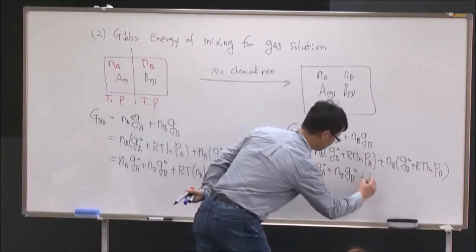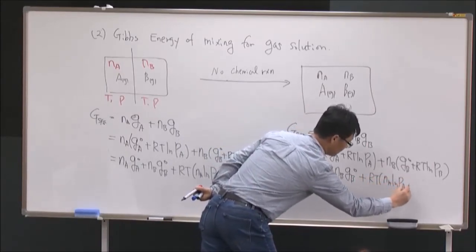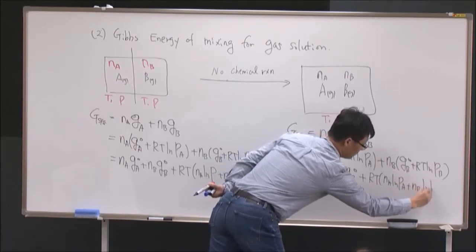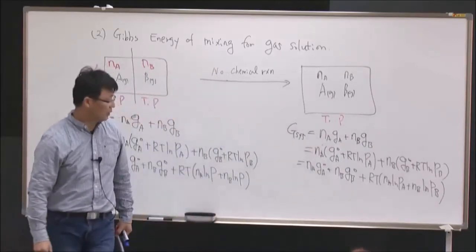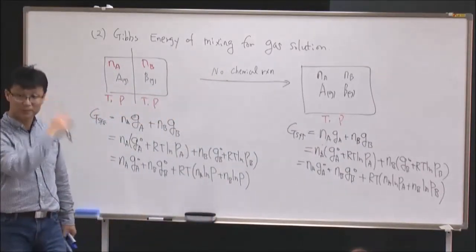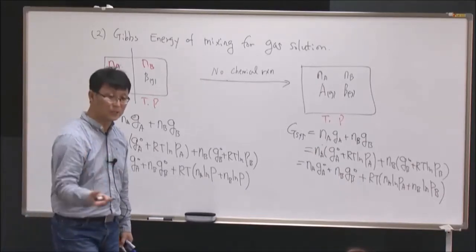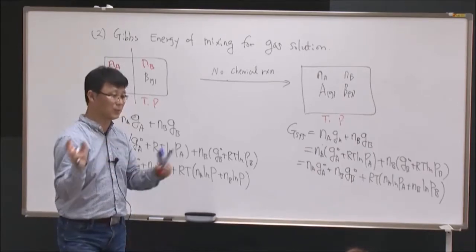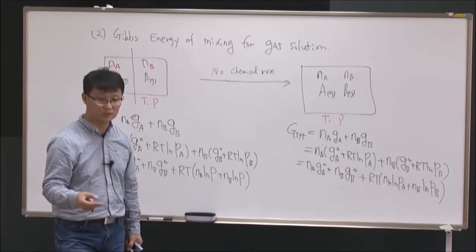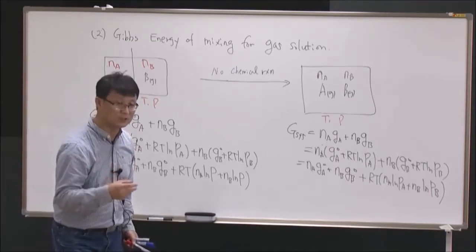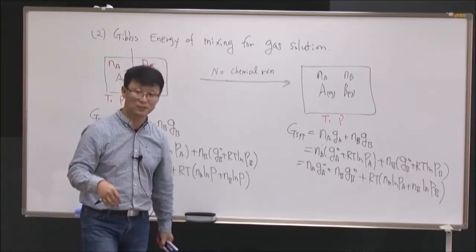So RT, NA. So how about this PA and the PB? This is now the question. PA and PB are the so-called partial pressures of the system. So when you have gas phases mixing together, partial pressure is how much pressure can be developed by each gas component in the system.